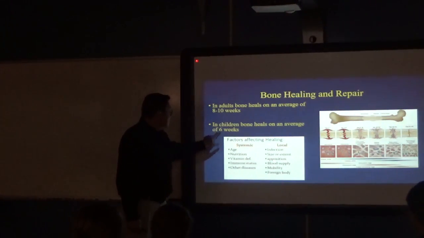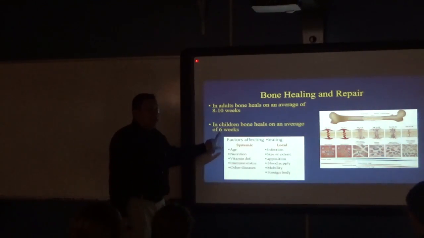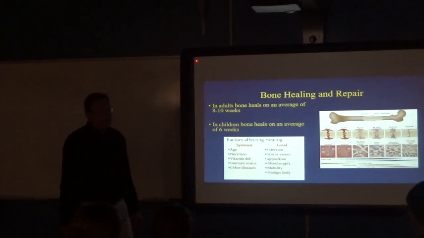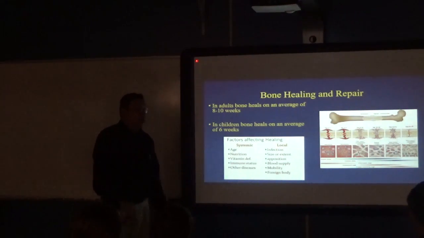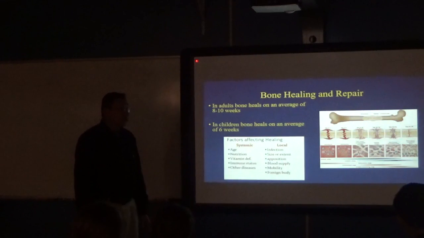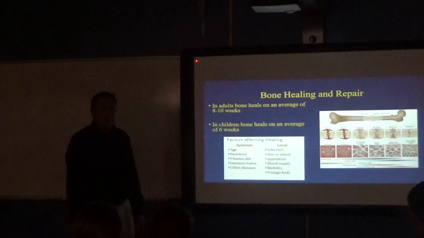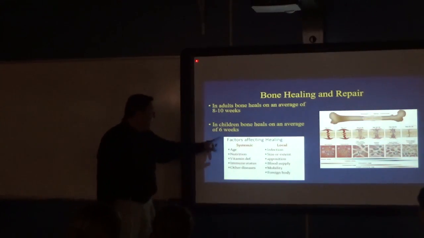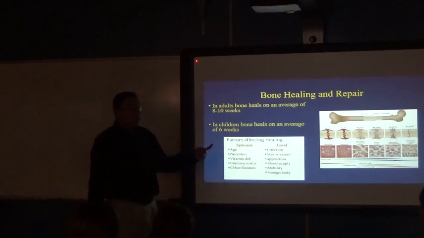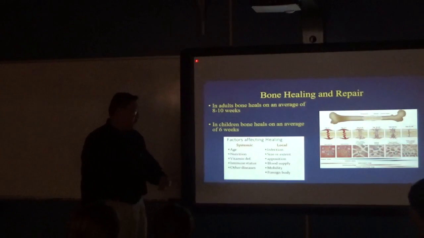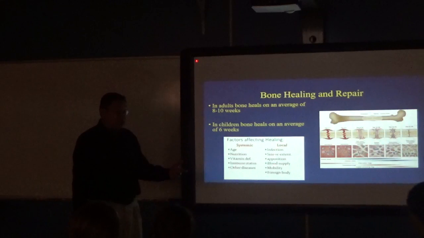And in children, 6 weeks. Kids less than 5 years old, 2 or 3 years old, oh my gosh, in 2 or 3 weeks there's a lot of bone healing. They're pretty much close to healed. It's impressive. I wish we still had that healing process in the adult, but we don't. Things that affect healing: your age, the older you are, unfortunately, the slower you heal. Nutrition, if you don't eat healthy, you don't heal very well. Vitamin deficiency, vitamin D deficiency.